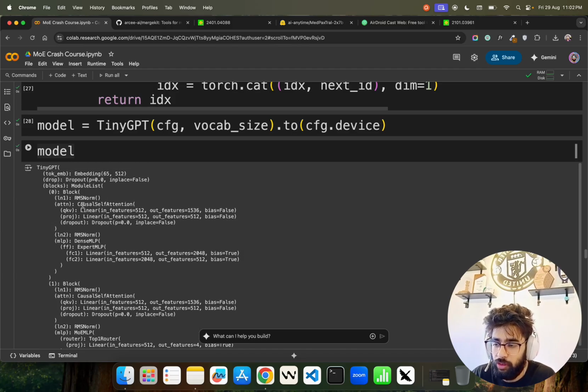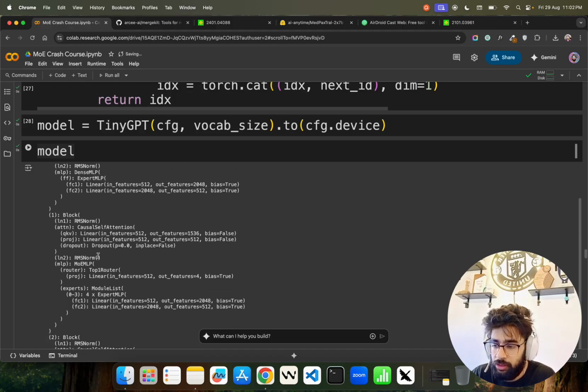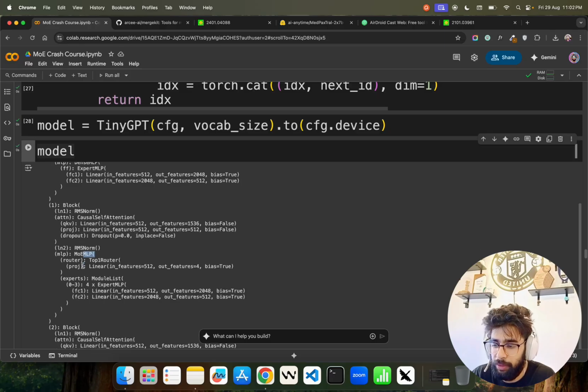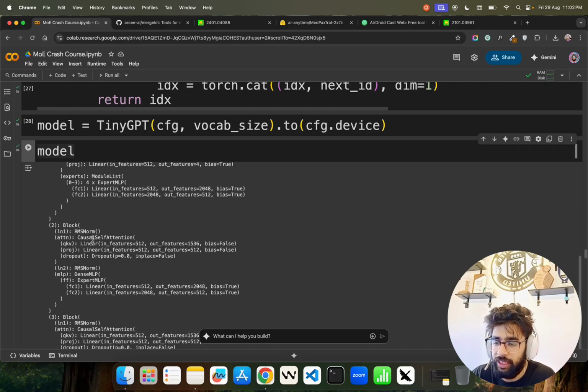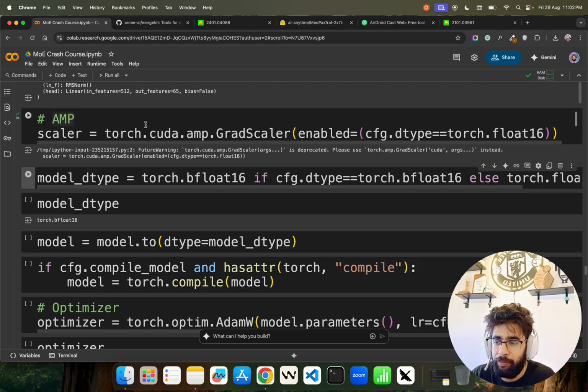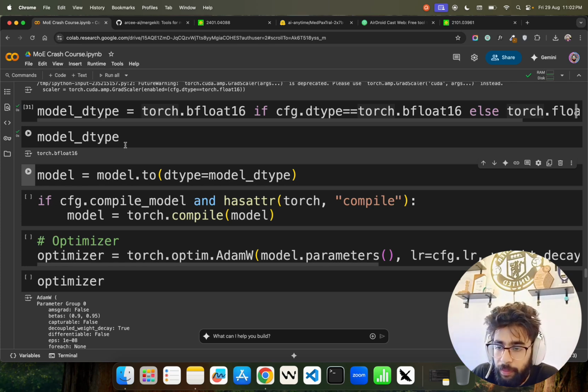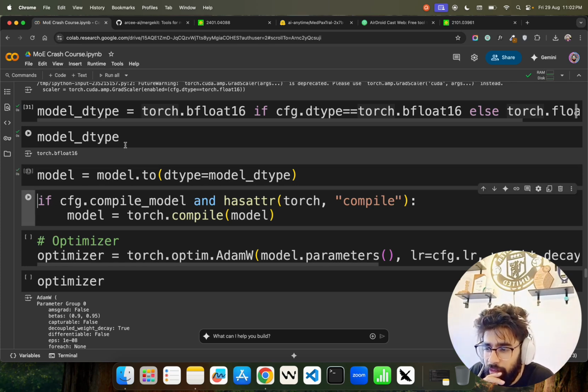Block 0, of course, RMS norm. This is fine. Block 1, this is cool. You can see here the MLPs, very tiny, small MLPs. Expert, fantastic, right? This looks good though. Okay, just go up and just AMP, that is fine. Where we get the data type for the models, you'll find out we have BF16, that's amazing. And then we bind all the data types to that model.